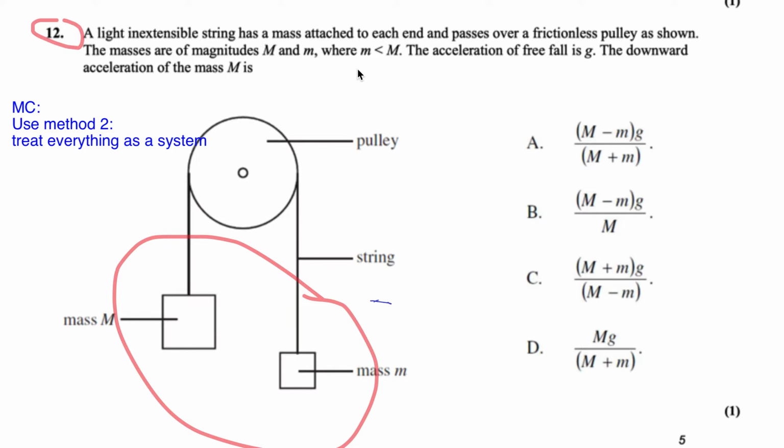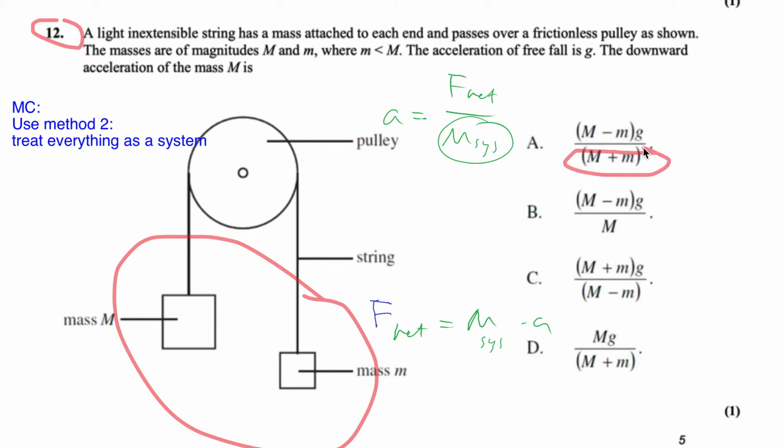We have F, which means the net force. F net equals the mass of the system multiplied by acceleration. So your acceleration equals F net divided by the mass of the system. The mass of the system will just be the big mass and small mass, which is M plus m. So we know the denominator must be M plus m. It's either A or D.